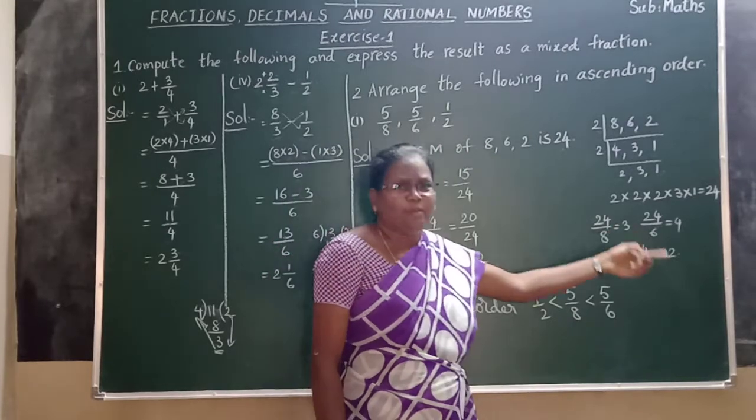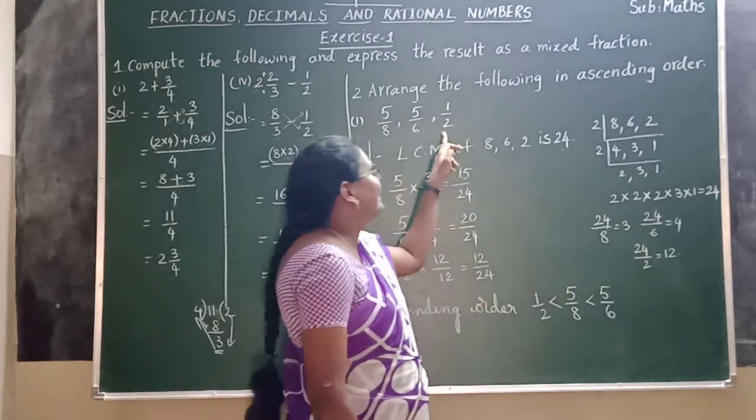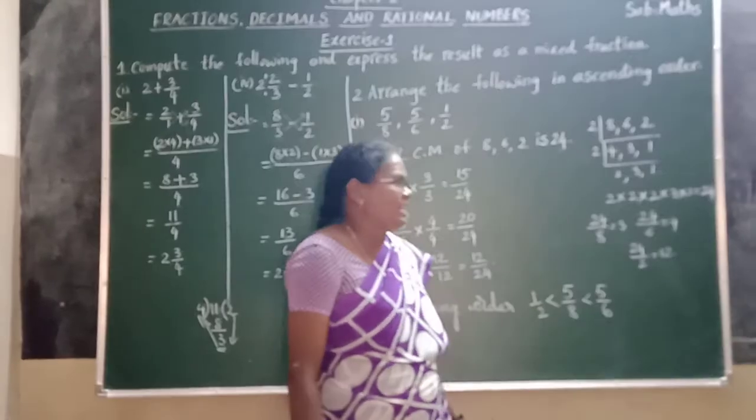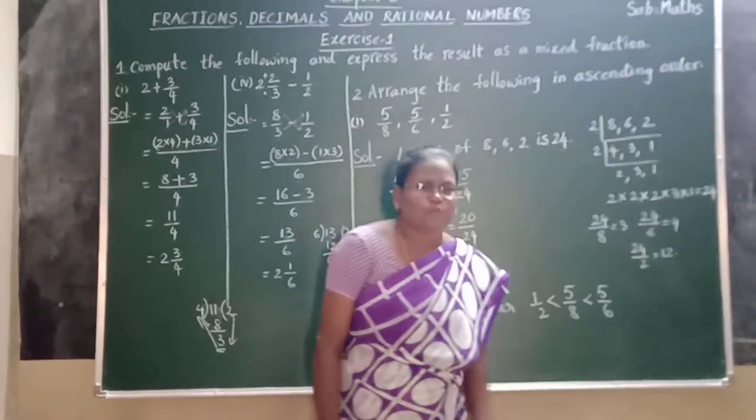6 table in 24, how many times going? 4 times. Next third denominator is 2, 24 by 2. 2 table in 24, how many times going? 12 times. 3, 4, 12, these are the numbers.